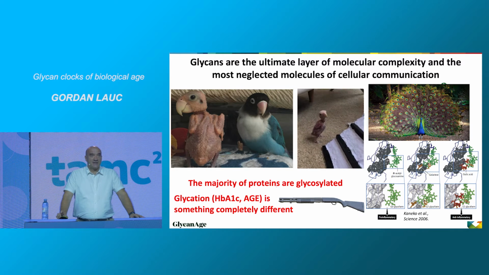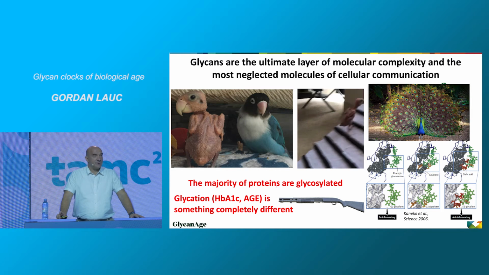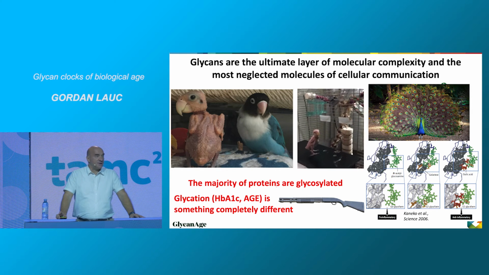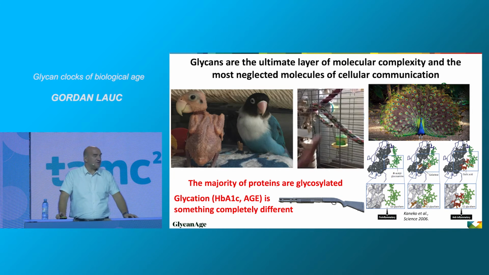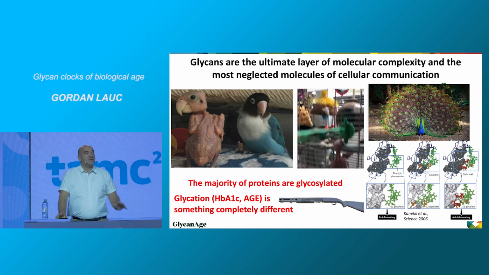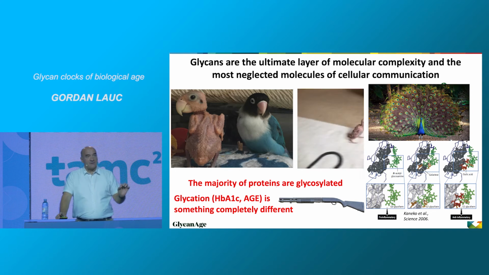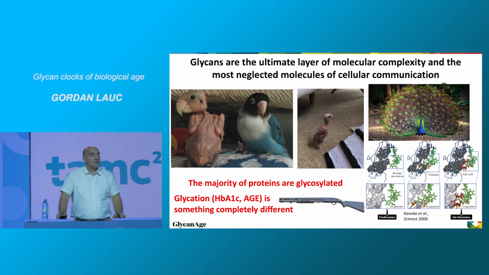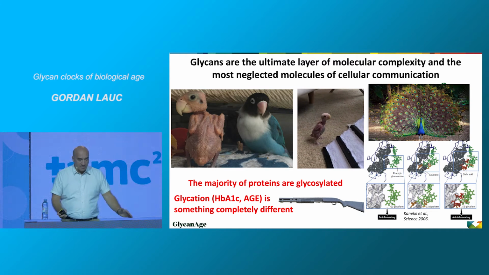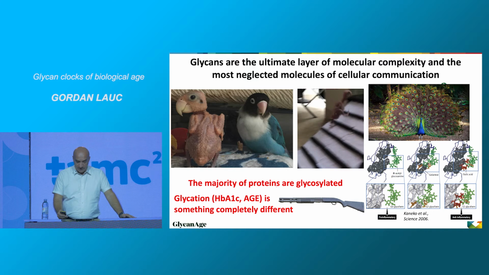And just a word of caution at the beginning, this has nothing to do with glycation. Glycation is a random damage. It's a chemical reaction between glucose and the amino acids. We quantify it as HbA1c, advanced glycation end products. This is something completely different. Glycation, random damage. Glycosylation, sophisticated modification, which makes proteins way more elaborate.